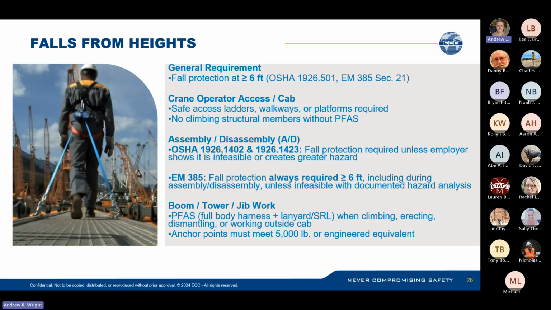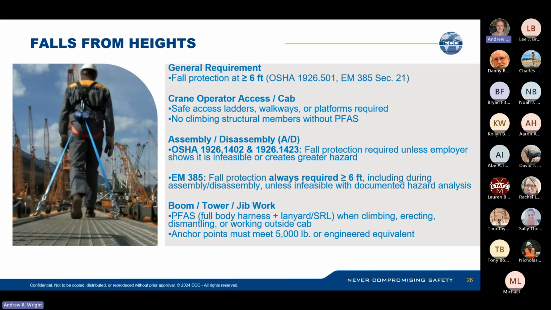Next hazard is falls from heights. This can be during any aspect of crane use. So the general requirement, as everyone knows, is fall protection at greater than or equal to 6 feet, according to OSHA 1926.501 and EM 385, Section 21. Some workers may be exposed to fall hazards during crane operator access to the cab, so we need to provide safe access ladders, walkways, or platforms as required. No climbing of structural members without personal fall arrest systems.